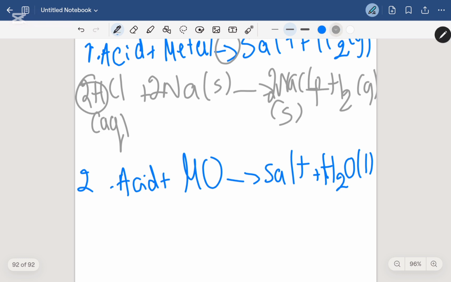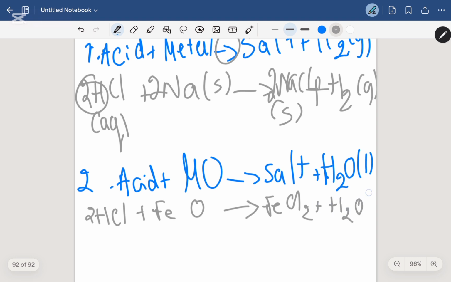If we are going to take an example, for example, we are going to do 2HCl plus FeO. Okay, so this is an acid plus our metallic oxide, which is iron oxide, will give us, as a salt, it will give us FeCl2 and water plus H2O, liquid. Always this one, in this case, is aqueous. And here, I apologize, this is also aqueous.